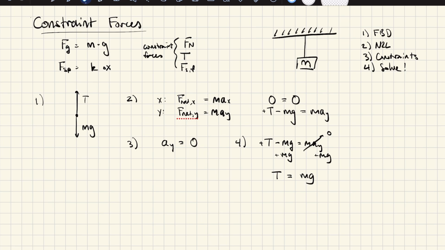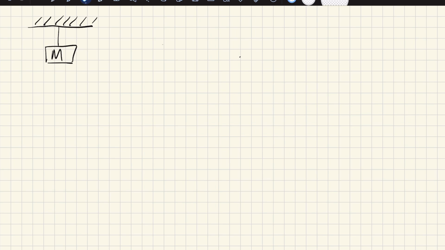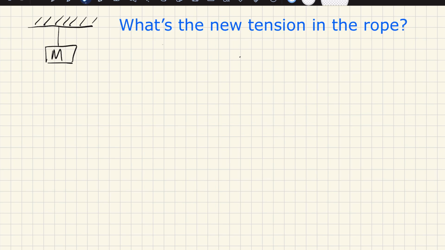And so what I want you to do now is think about what happens if we have the same scenario and we use the same rope, but instead we switch out the brick of mass little m for a brick of mass big M. What I want you to do is pause here for a moment and try to predict what the new tension in the rope should be with this new system.